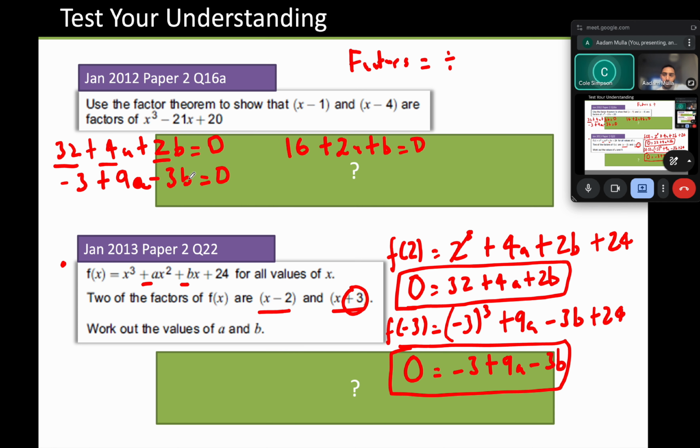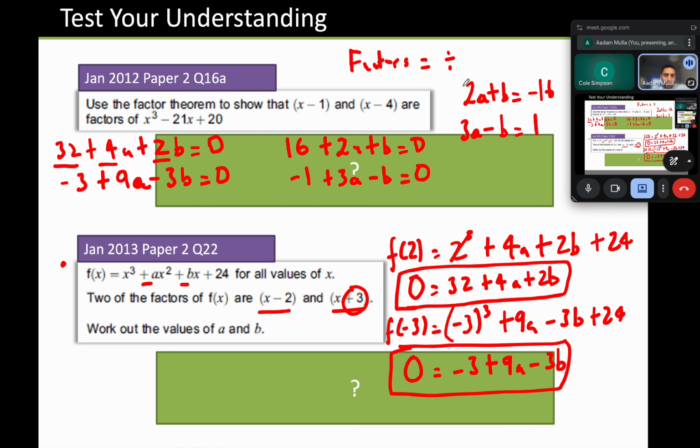It can be divided by 3. Yeah, good. So I'll divide all of that by 3. I've got minus 1 plus 3a minus b equals 0. And now we can solve them simultaneously. So I've got 2a plus b equals negative 16. I'll just move that 16 over, and then I'll write it as 3a minus b equals positive 1.